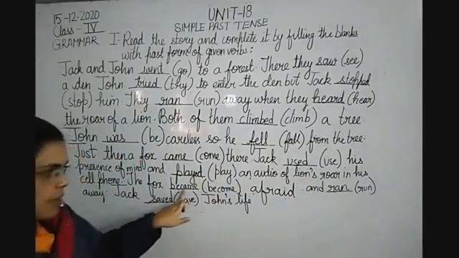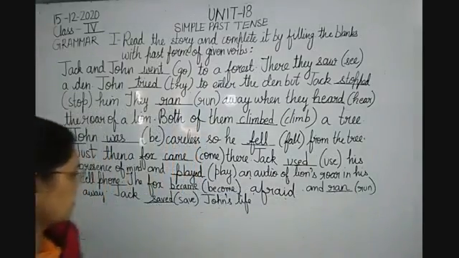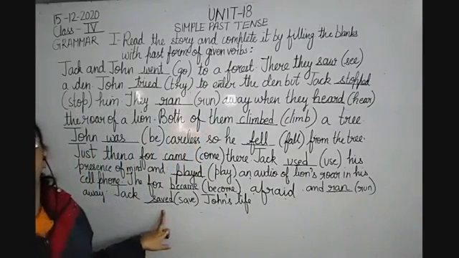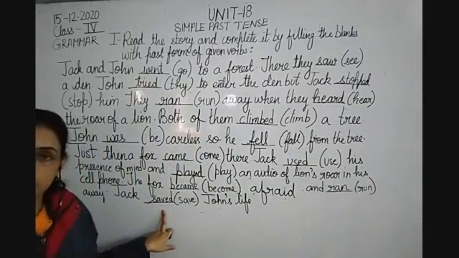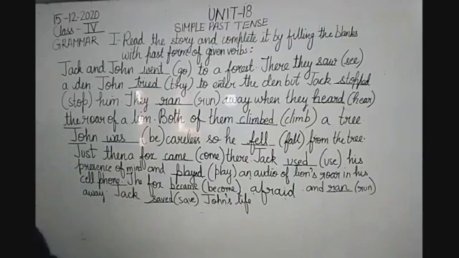Then become, became; run, ran; save, saved. So beta, you need to learn all the past forms from the root forms. Once again, I'll read the story and then I'm going to erase and start with exercise number 2.